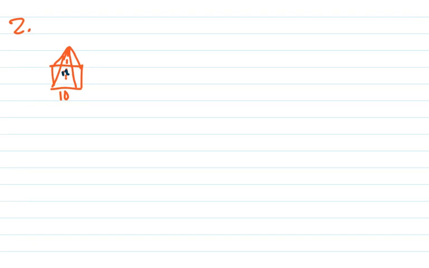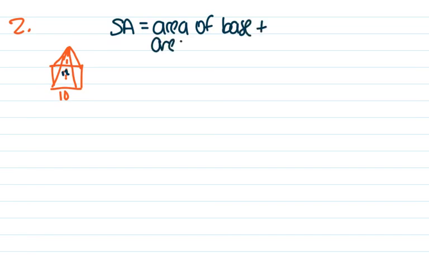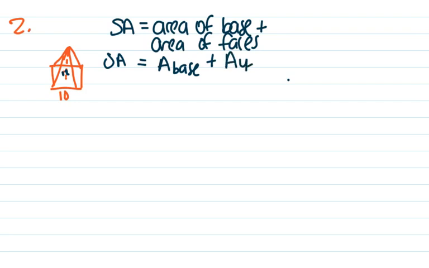Okay, so the surface area of a pyramid is the area of the base plus the area of the faces. So in this case, the area of the base is a square. So that would be area of the base plus, since it's a square, it has 4 sides, meaning there's going to be 4 triangles that are the faces. So the area of 4 triangles.